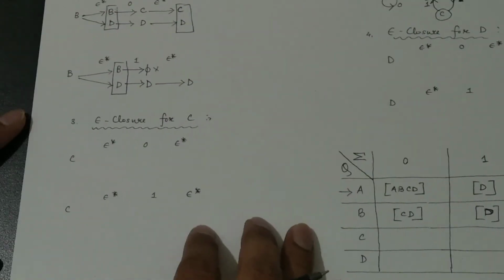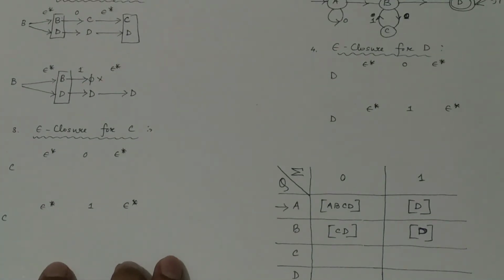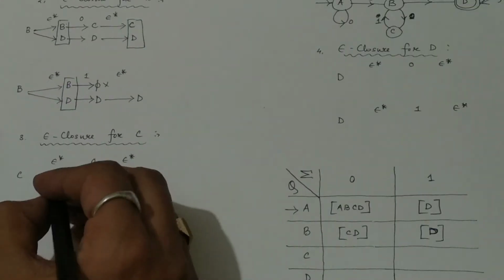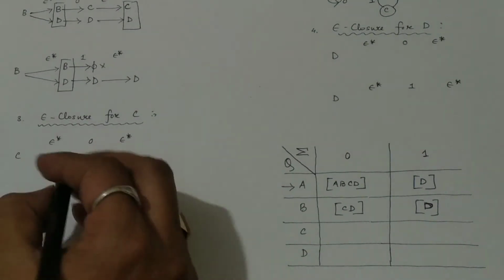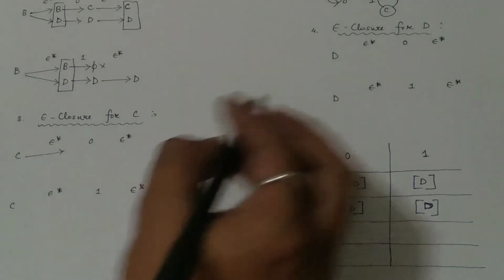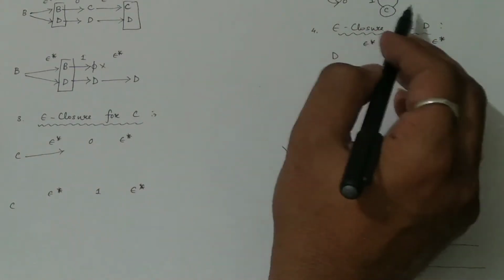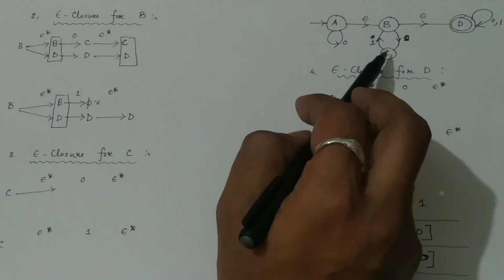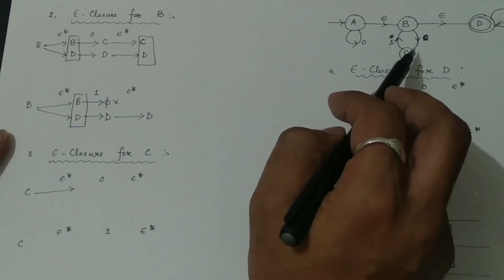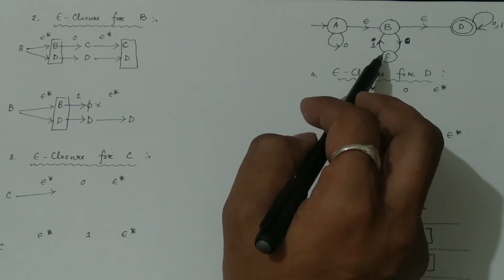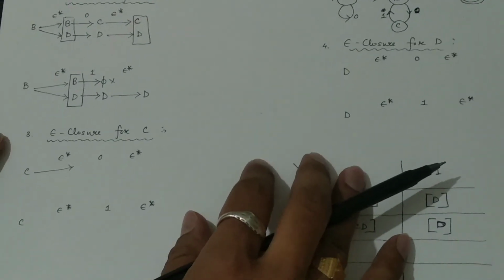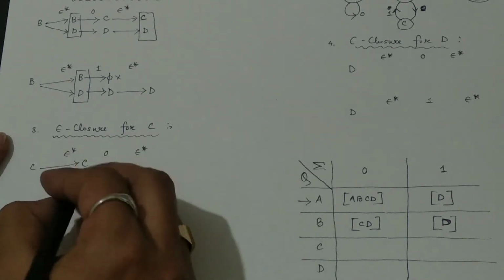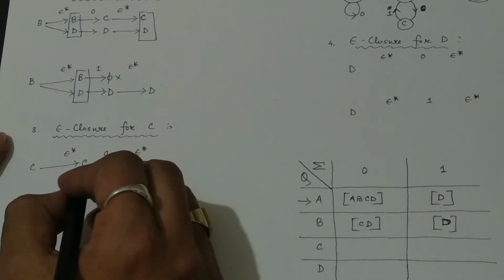Clear? Now coming to the third step, which is the epsilon closure for C. Is there any epsilon transition for C? No, there is no epsilon transition for C. So what will it do? It will take itself. That means C on epsilon goes to itself, and no other state.